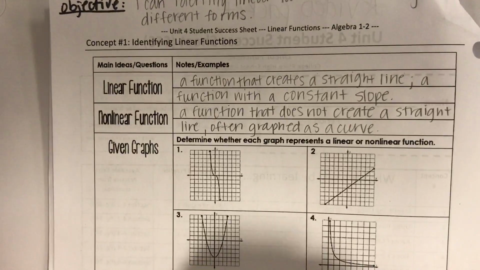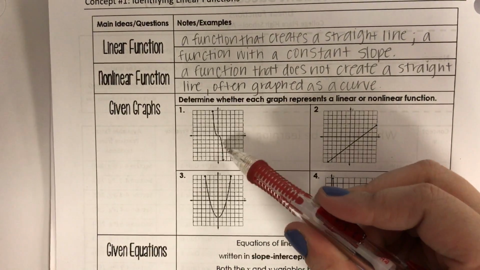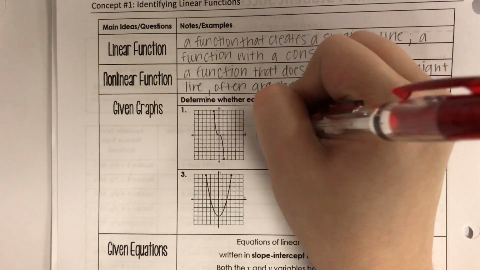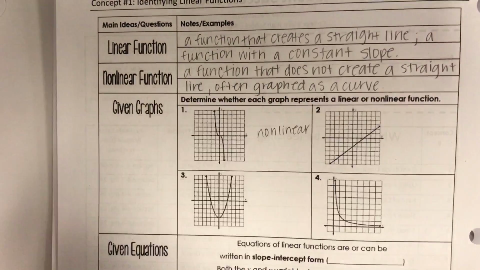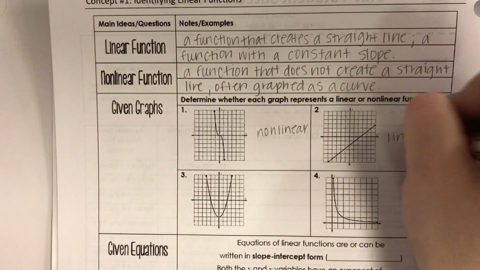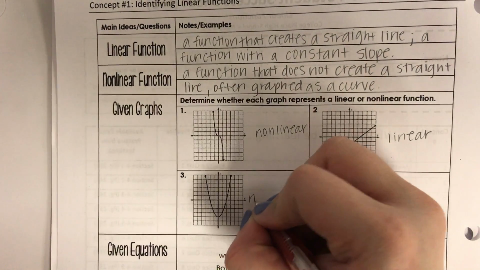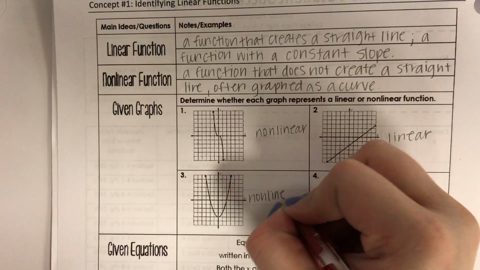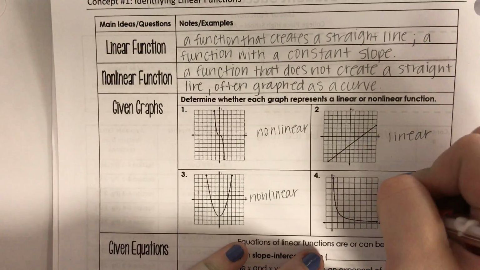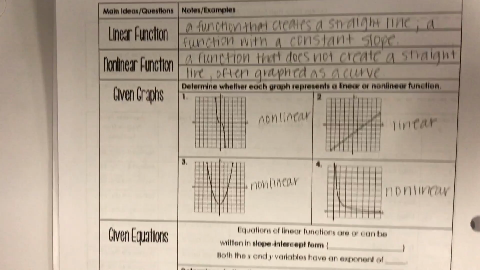So let's look at some graphs and decide whether or not they're linear. Is that a straight line? No, that looks like a curve, so that's nonlinear. Okay, number 2, is that a straight line? Yes, so that's linear. Number 3, totally not, that's a parabola, nonlinear. And then number 4, that's a curve, that's nonlinear. All right, pretty easy, huh?